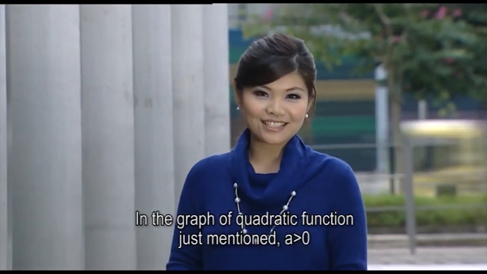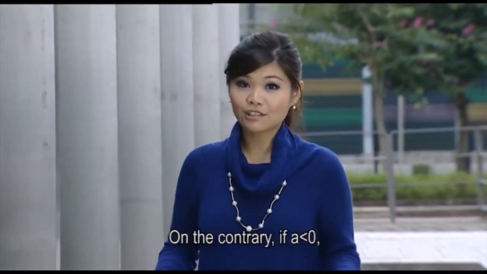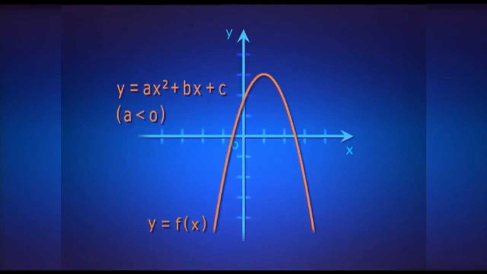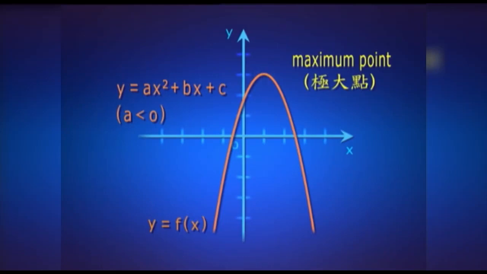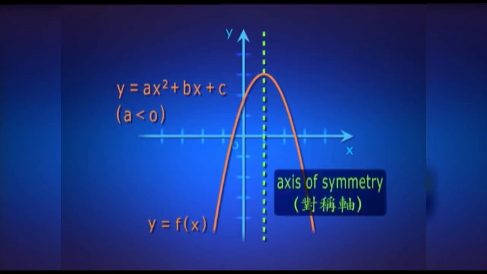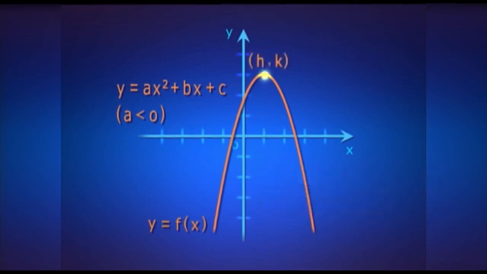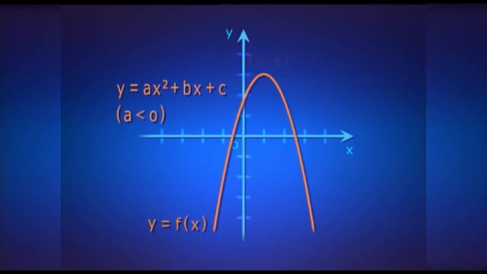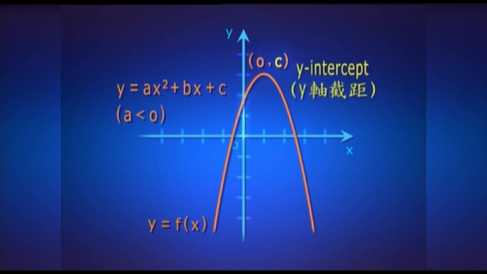In the graph of quadratic function just mentioned, a is greater than 0. On the contrary, if a is less than 0, the direction of the opening of the parabola should face downwards. The vertex becomes the highest point of the graph, and we call this highest point the maximum point. If we draw a perpendicular line from this point, it gives us the axis of symmetry. (h, k) is the coordinate of the maximum point. The axis of symmetry can be derived using the x-coordinate. The numerical value of the y-coordinate is the maximum value. The parabola cuts the y-axis at the point (0, c). Therefore, the y-intercept of this graph of quadratic function is c.